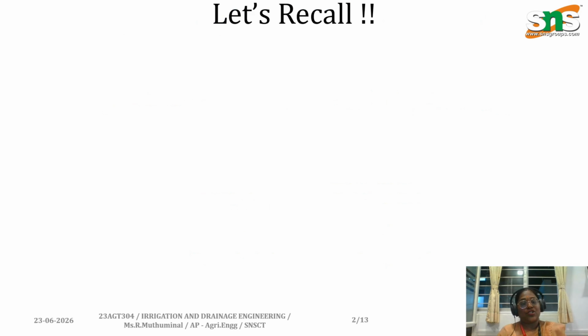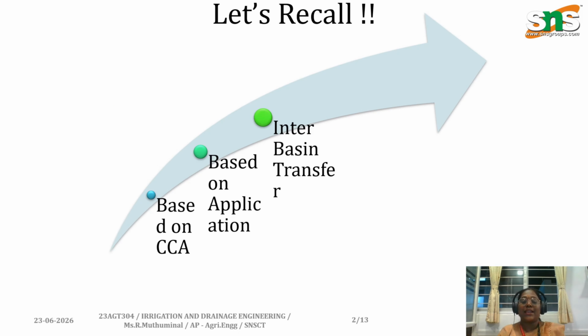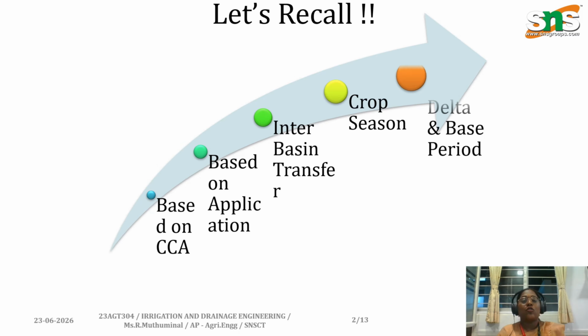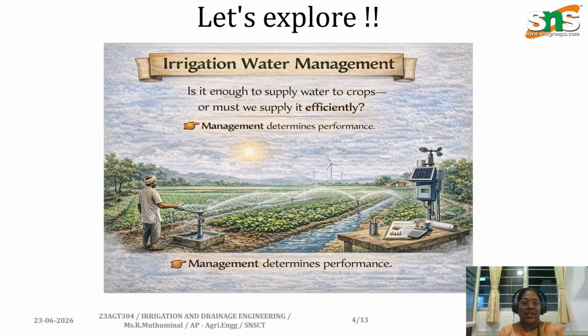Before going into the session, let us have a small recap of what we have seen in the previous lecture series. We have seen about interbasin transfer, crop seasons, duty, delta and base period along with its relationship and factors affecting these three characters. So let us first understand irrigation water management.